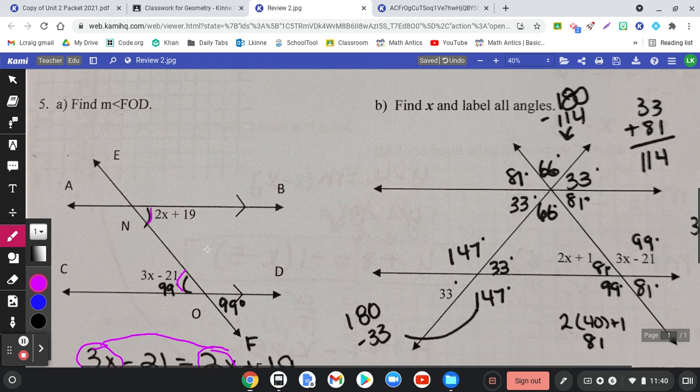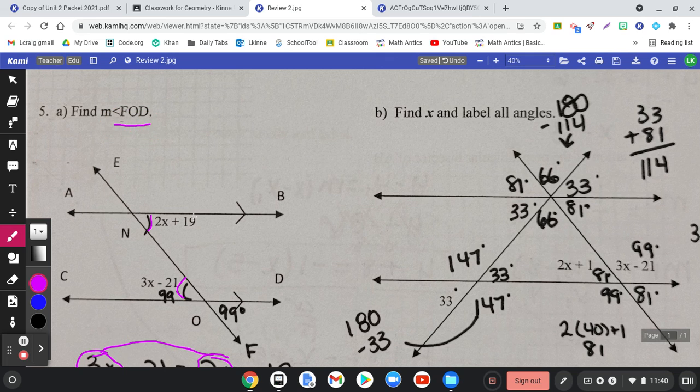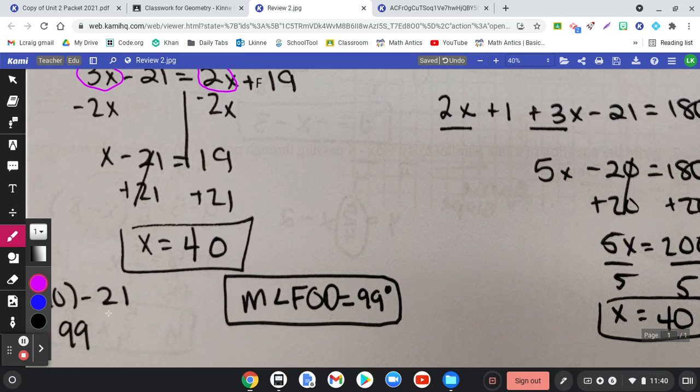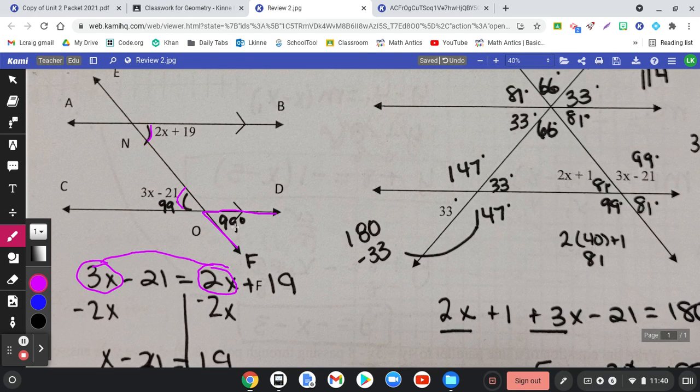It did say to find the measure of angle FOD. Follow that path: F to O to D. Well, I'm going to have to substitute in 3 times my 40 minus 21, which is 99. So if that's 99, so is that, because they're vertical. All right, I'm actually going to switch over to a different document to show you this one. We'll go through it together.